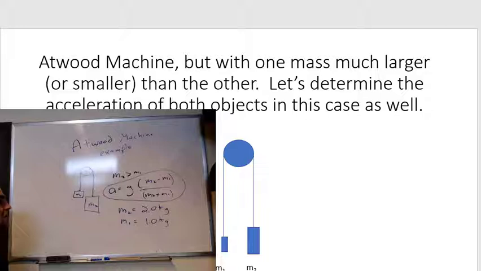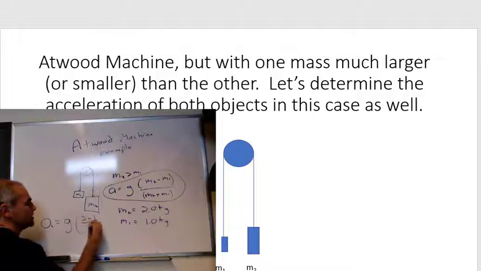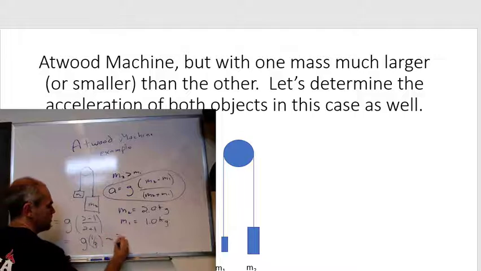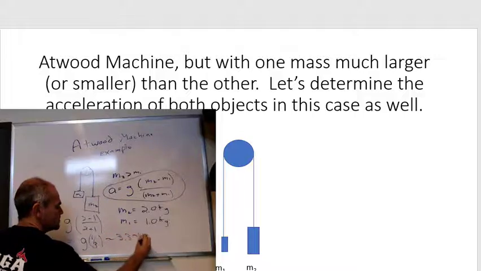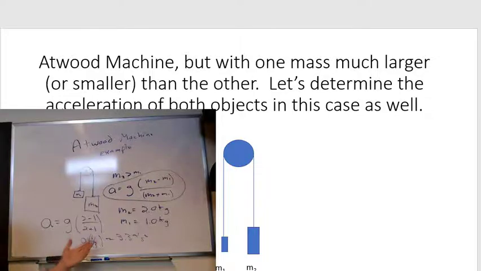Alright, so let's go ahead and calculate the acceleration of m1. It's going to be equal to g times 2 minus 1 divided by 2 plus 1. It's equal to, therefore, g times 1 divided by 3, or about 3.3 meters per second squared. So m1 is going to accelerate upward at 3.3 meters per second squared, and m2 is going to accelerate downward at 3.3 meters per second squared. That's what this equation tells us for these masses. Again, it's kind of like a plug-and-play sort of problem at this point.